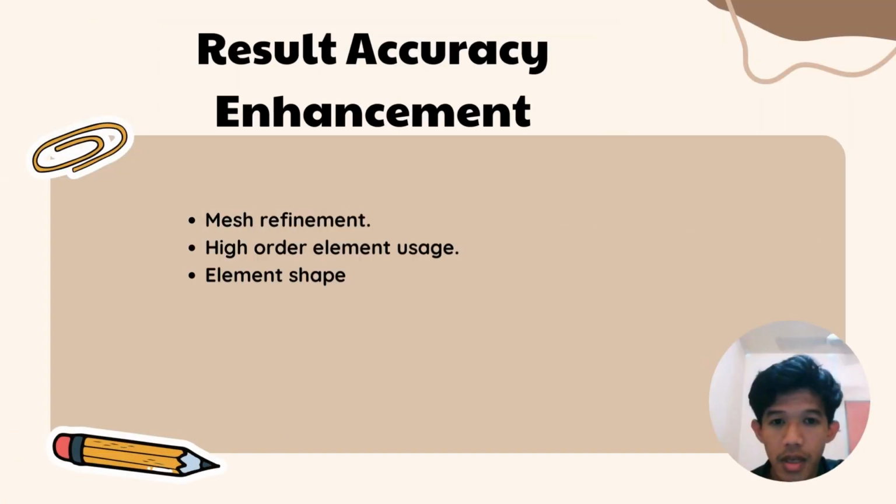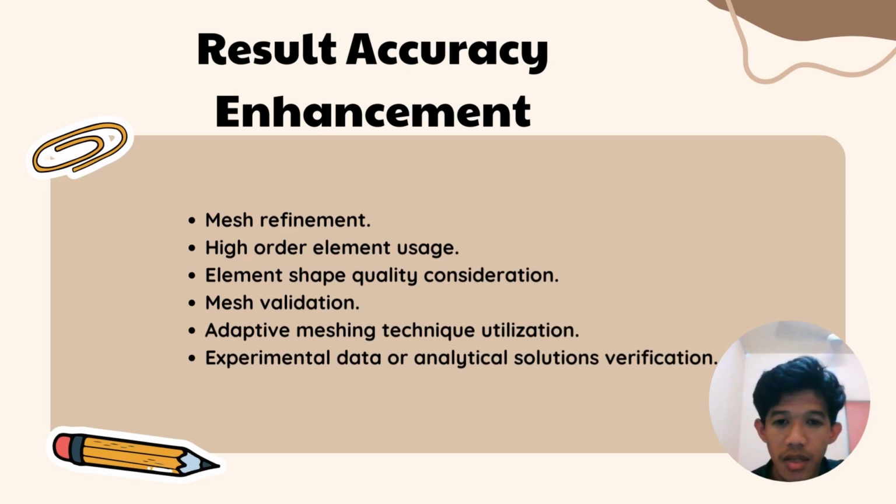For the last topic, improving the accuracy of meshing results in ANSYS can be achieved through several strategies. There are some improvements to the accuracy of analysis results that can be considered. The first one is mesh refinement. Second, high order element usage. Third, element shape quality consideration. Next, mesh validation, then adaptive meshing technique utilization, and last, experimental data or analytical solution verification.